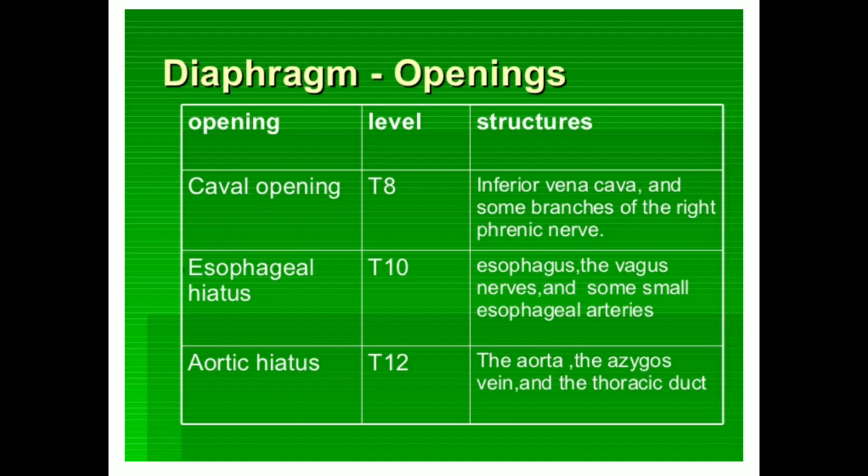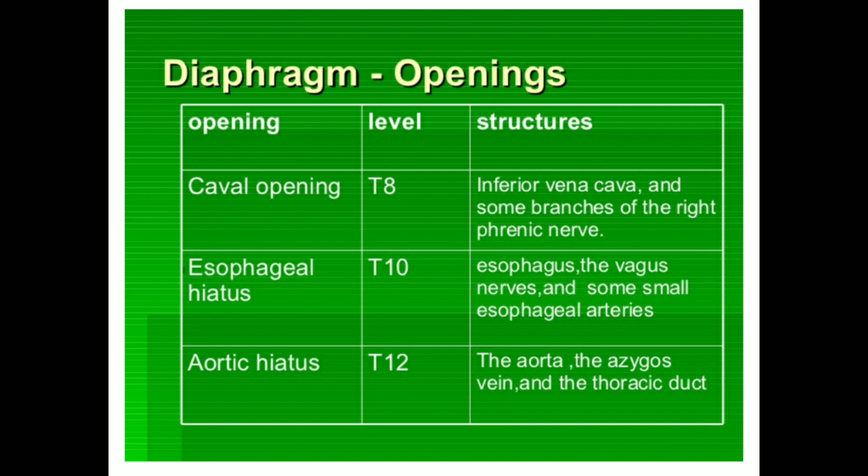First, T8 is the opening called the vena cava opening. T10 we call the esophageal hiatus or opening. Then next comes the aortic hiatus. So first, the vena cava opening at T8. What passes through it is the inferior vena cava and some branches of the right phrenic nerve. The right phrenic nerve is the nerve which supplies the diaphragm.